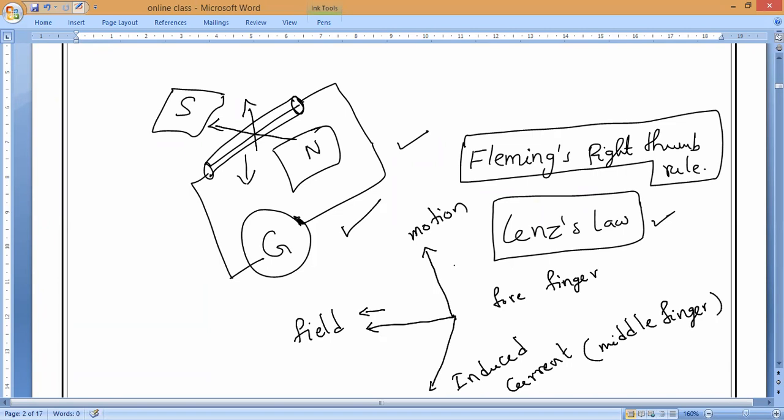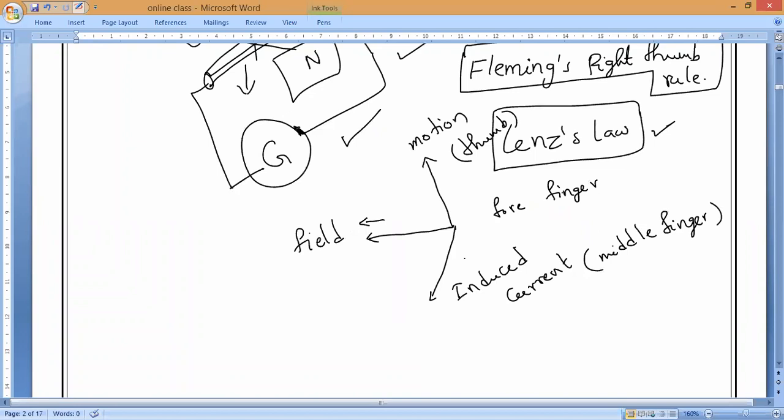And the thumb, what is it indicating, guys? The direction of motion of the conductor. Yes or no? That is what you have to remember. This is the direction of motion of the conductor, this is the induced current, the middle finger, and the magnetic field is the forefinger. That is what we call Fleming's right hand thumb rule.